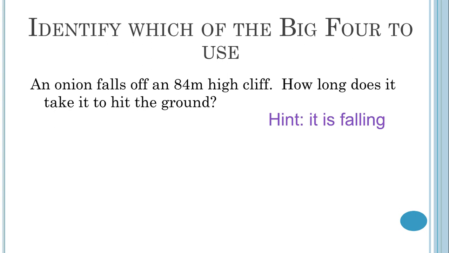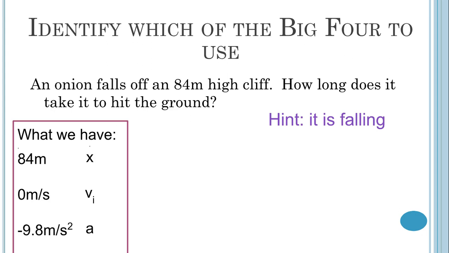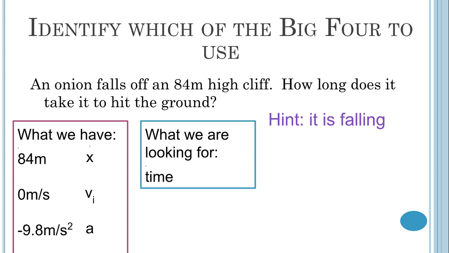But then we have to remember, it's falling. When things fall, they fall because of gravity. Acceleration due to gravity, we know that. That's a constant. And we also know that it wasn't thrown down, so the initial velocity is going to be 0. Our x, our distance, is 84 meters, 0 for our initial velocity, and negative 9.8 meters per second squared for our acceleration. How long does it take to hit the ground? That indicates we're looking for time. So the equation we need to use is the one where we do not have the final velocity.